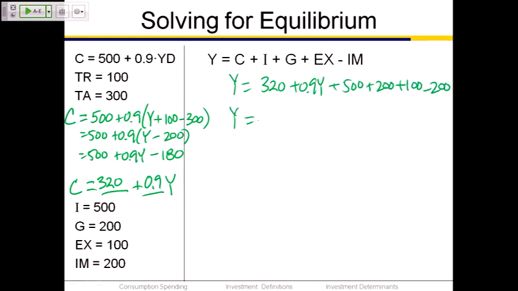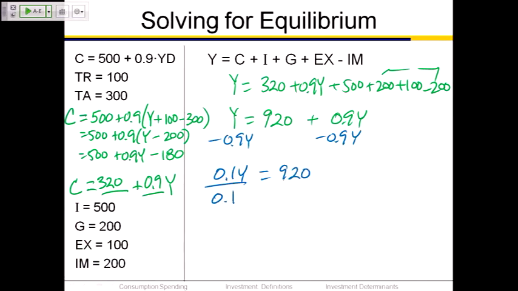Income on the left, on the right. Let's see. I've got a plus 200 and I've got a minus 200. Those things cancel out. I've got 100 plus 500 is 600 plus 320 is 920 plus 0.9 times income. I'm going to subtract 0.9 income from both sides of the equation, leaves me with 0.1 income on the left equals 920 on the right. Divide both sides by 0.1.